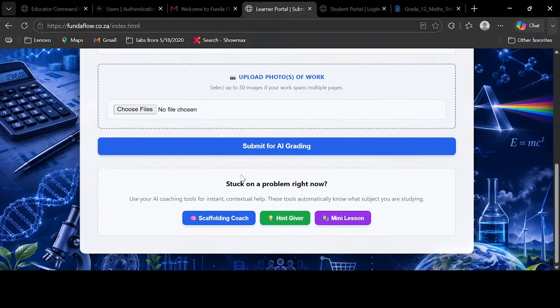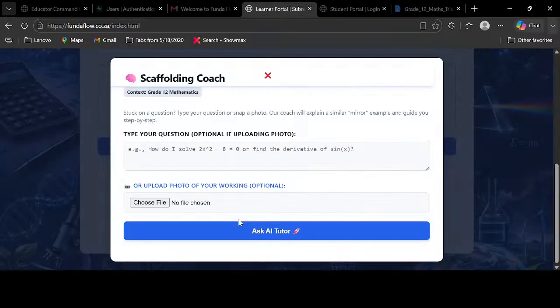So then we have "stuck on a problem" right now. Here are the three of them: we have the scaffolding, the hint giver, and the mini lesson. For those who don't know, scaffolding is something you can use when you're stuck on something, or maybe you've lost control of what to do on a question. We have a question there on a quadratic pattern, determining the next 2 terms. So we're going to show you this one, guys.